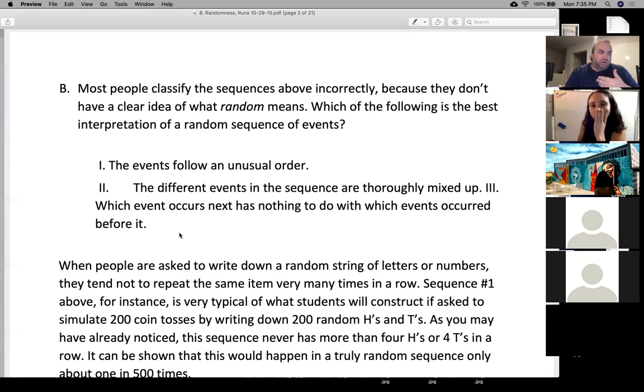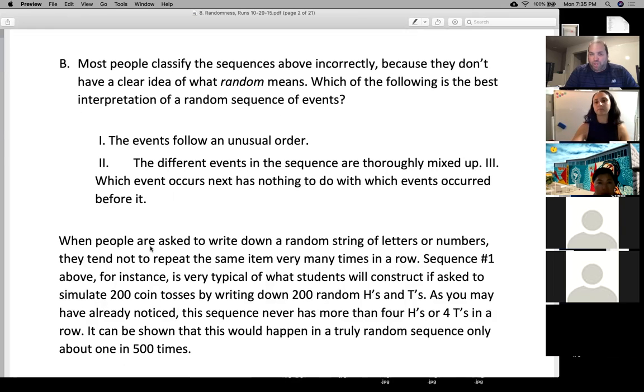There's no memory to a flip of a coin. The coin doesn't say, oh, we had 4 heads in a row, we better throw in a tails now, right? Every one is as equally likely to be heads or tails as the next one. So which event occurs next has nothing to do with the events that occurred before it. That's truly what random means. So when people are asked to write down a random string of letters or numbers, they tend not to repeat the same item very many times in a row.